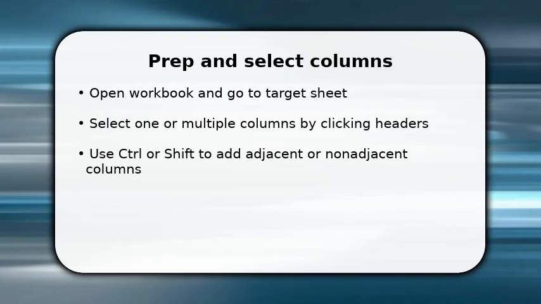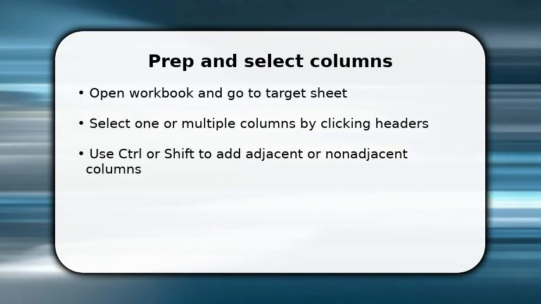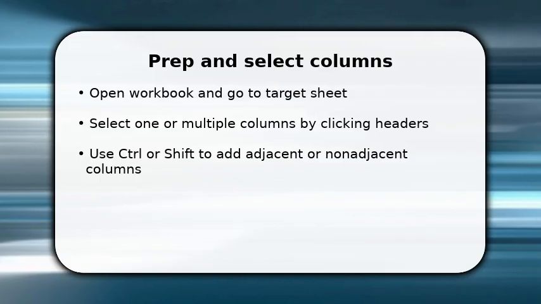You start by opening the workbook and going straight to the sheet with the misaligned columns. Select the column header or drag across multiple headers. Once selected, you can act on all of them at once. If you need non-adjacent columns, hold Control while clicking each header.